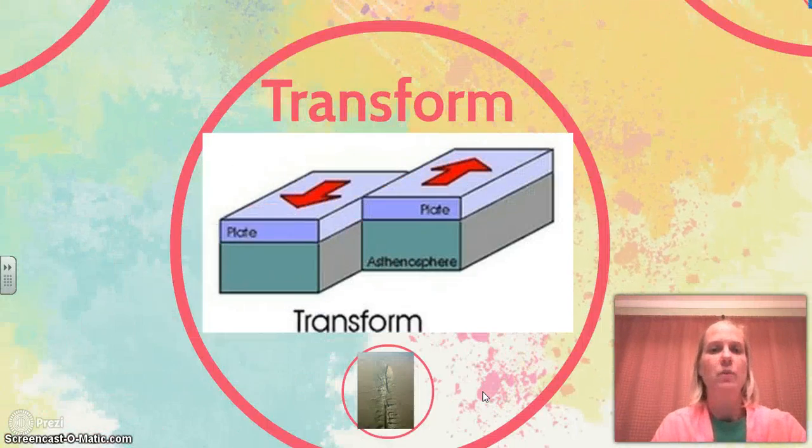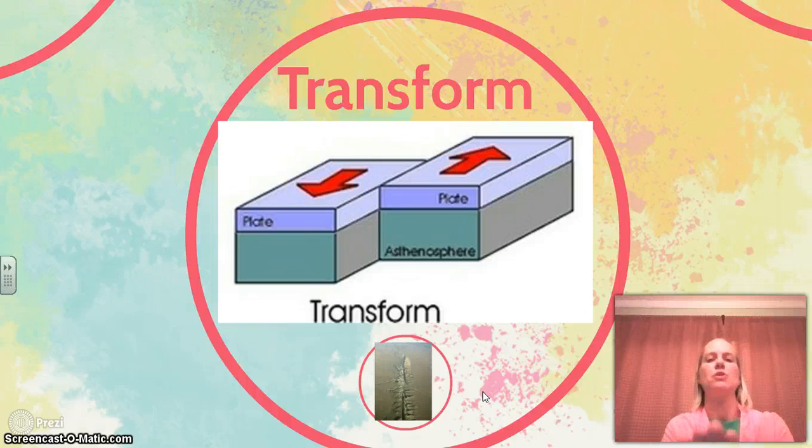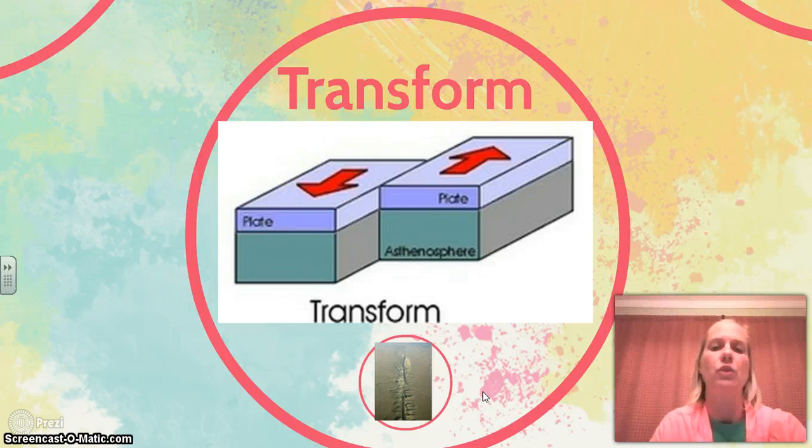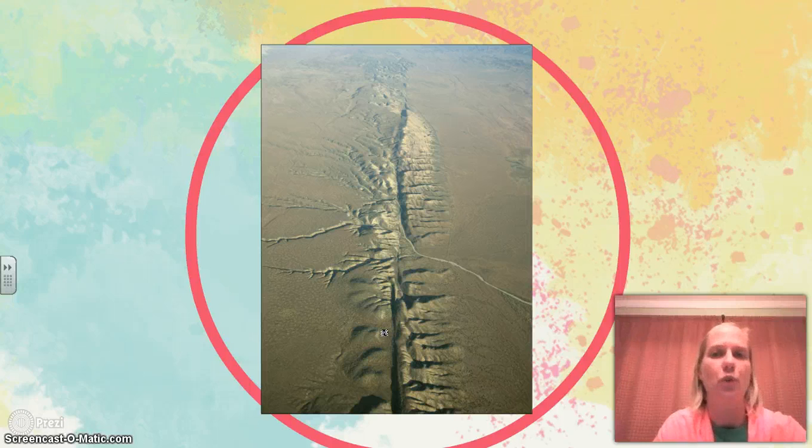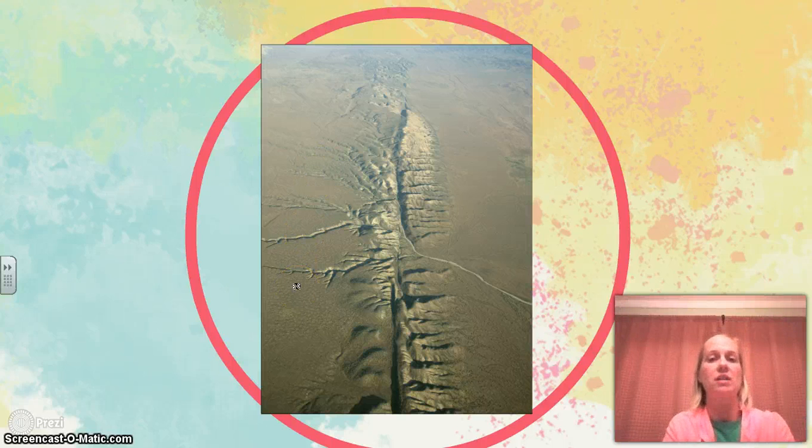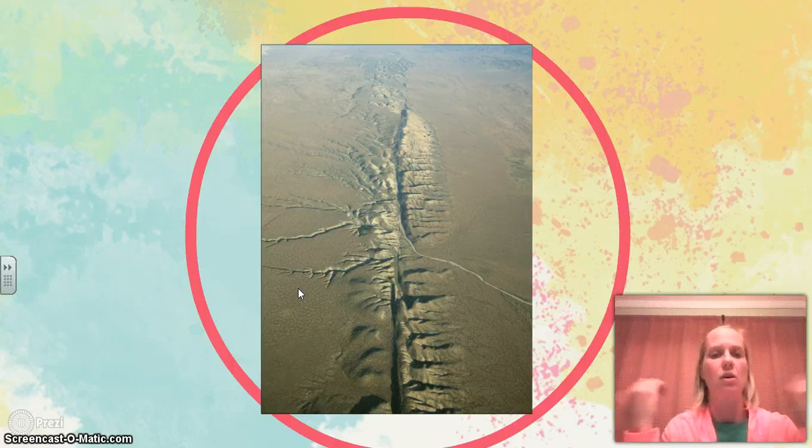Finally, we have a transform boundary. This is a boundary where the plates are actually scraping past each other. And when that scraping occurs, it's going to have an effect. The effect we typically feel is an earthquake. An example of it is the San Andreas Fault, which is in California. If you hear about California having lots of earthquakes, this is the fault line. We've got one plate here and one plate here, and they scrape past each other. And that creates enough issues that it causes earthquakes.